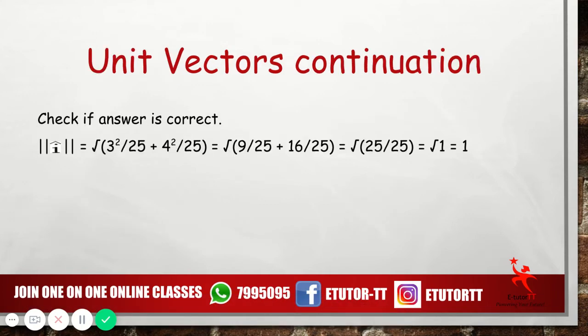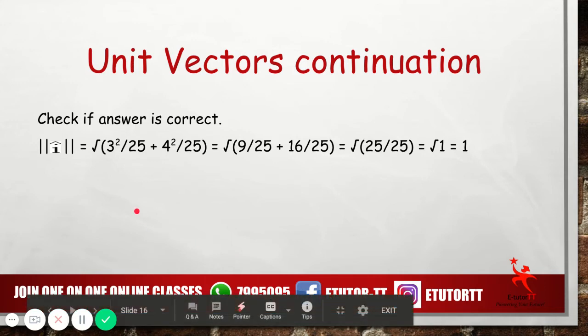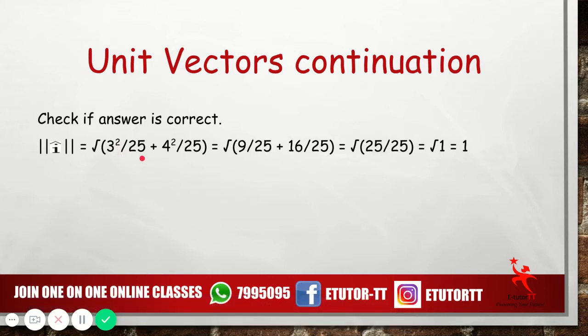To check if it's correct, you find the length of the unit vector, because remember, the magnitude of the unit vector is supposed to be 1. So once you get the answer equal to 1, you know it's correct. So let's see. We have the square root of x squared over 25, which is 3 squared over 25, plus 4 squared over 25, which is equal to 9 over 25 plus 16 over 25. 9 plus 16 gives you 25, so you get the square root of 25 over 25, which is the square root of 1, and that is equal to 1. So you know the answer is correct because the magnitude of a unit vector has to be 1.